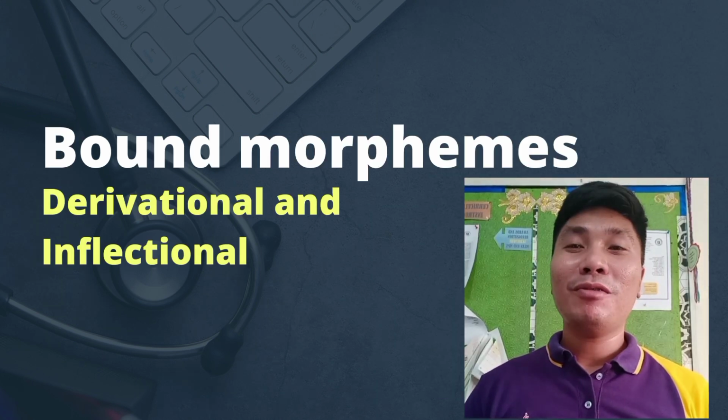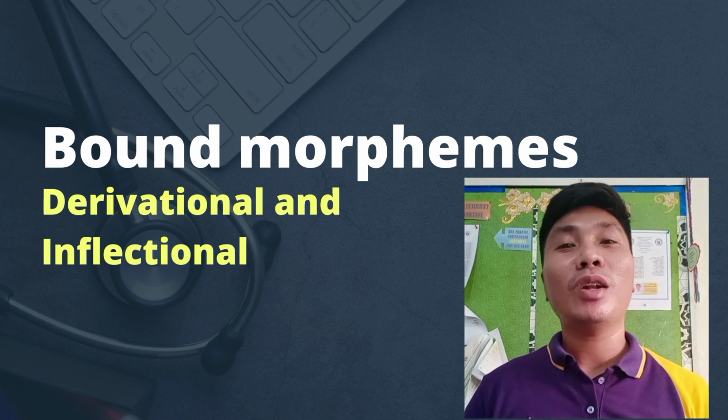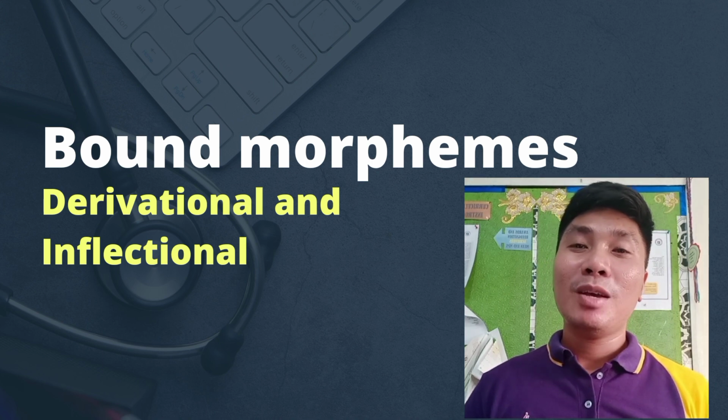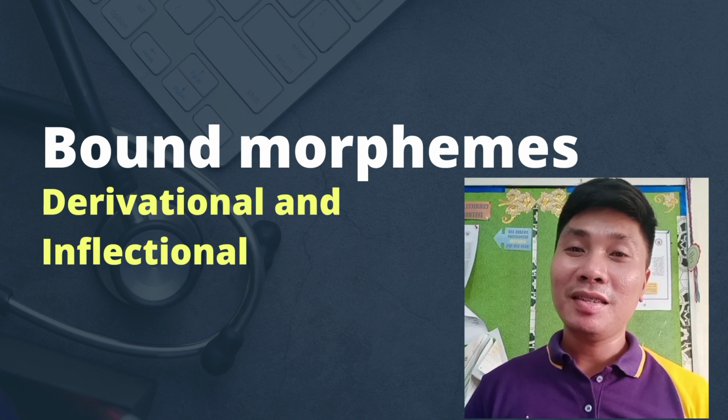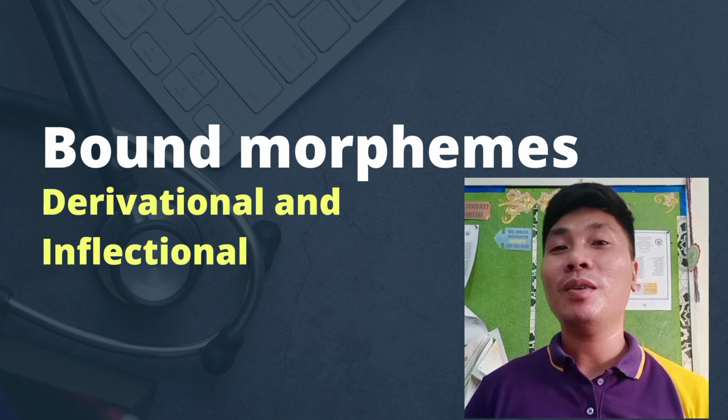Speaking of bound morphemes, it has a type which is derivational morphemes, which includes the affixes such as prefixes, suffixes, infixes, and circumfixes.